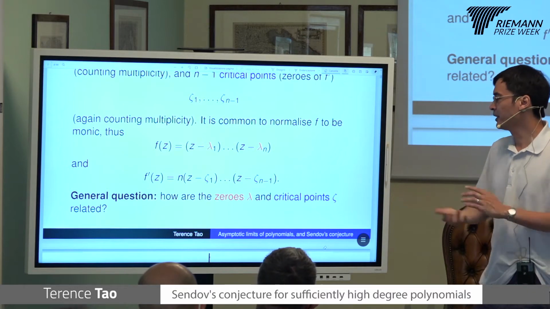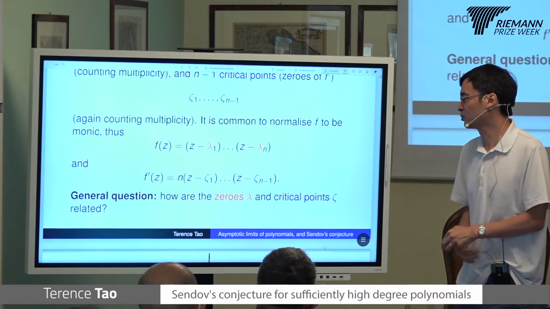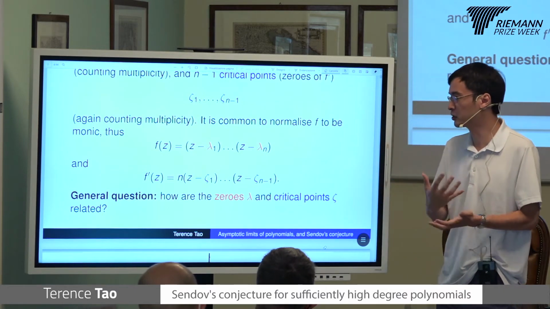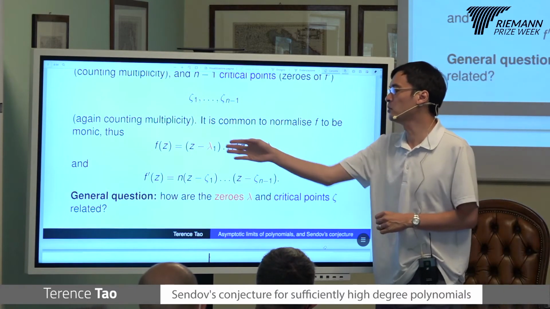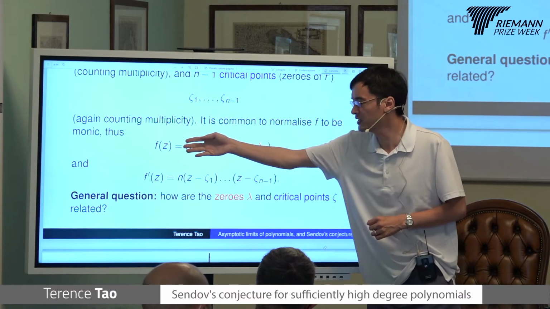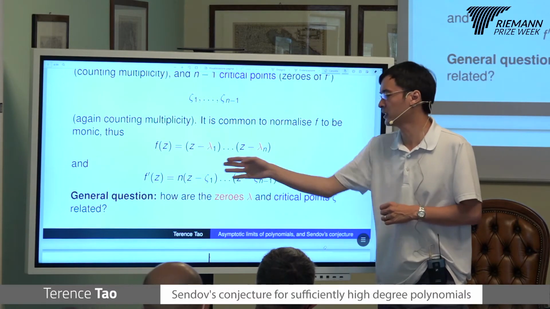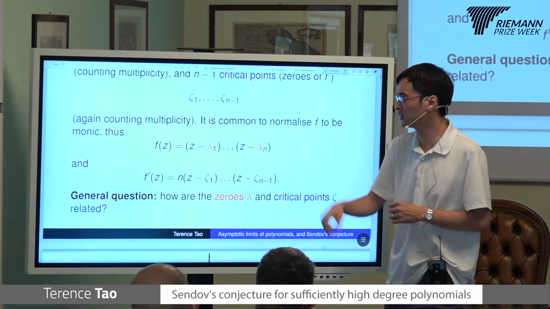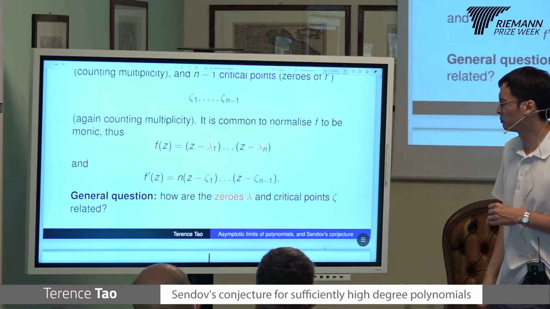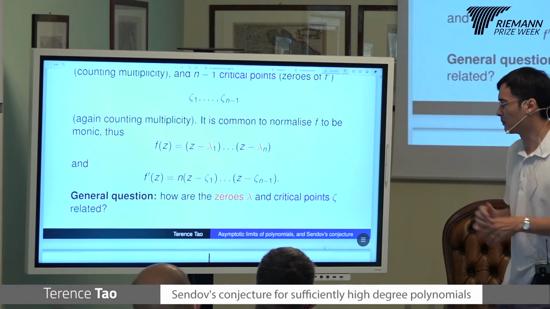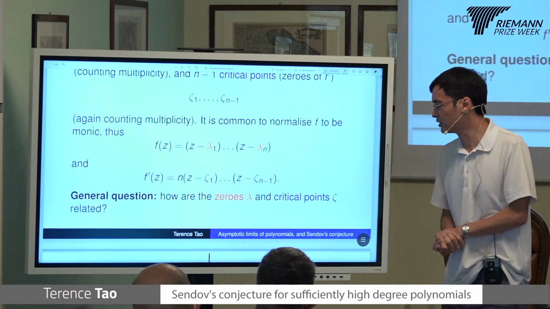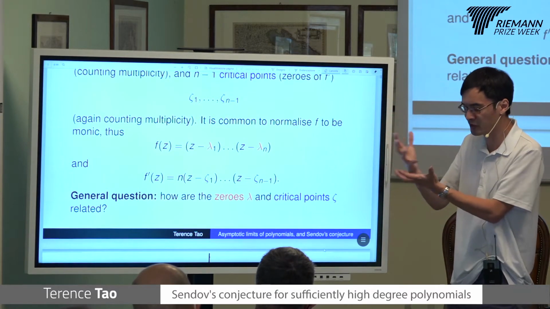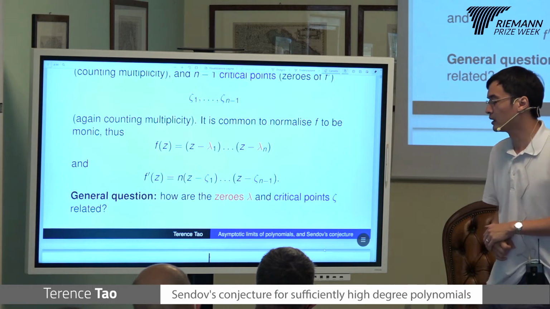Okay, and a basic question in the subject is, what is the relationship between the zeros and the critical points? How are they related to each other? So if I tell you what the zeros are, that tells you what the function is, that tells you what the derivative is, and that tells you what the critical points are. And conversely, if I tell you the critical points, that pretty much determines the zeros. I think there's one free parameter left. Okay, but what is the relationship between these two sets? There's a set of n zeros, and n minus 1 critical points. And what is the connection?